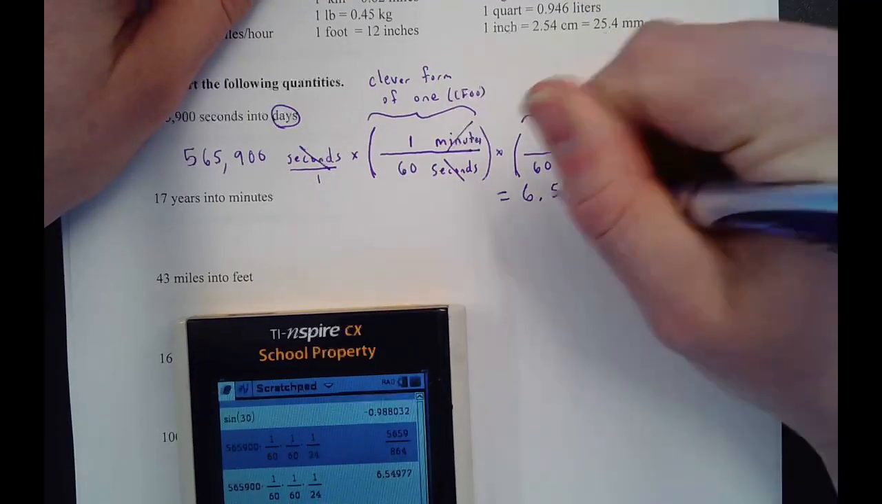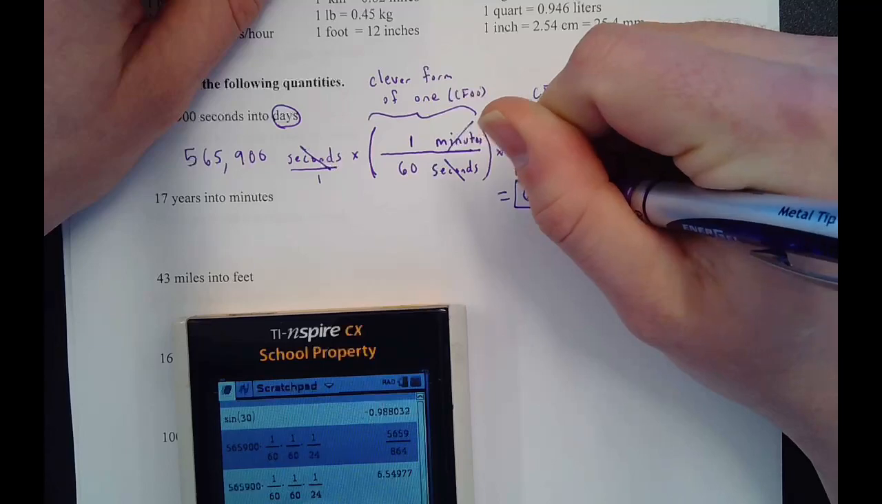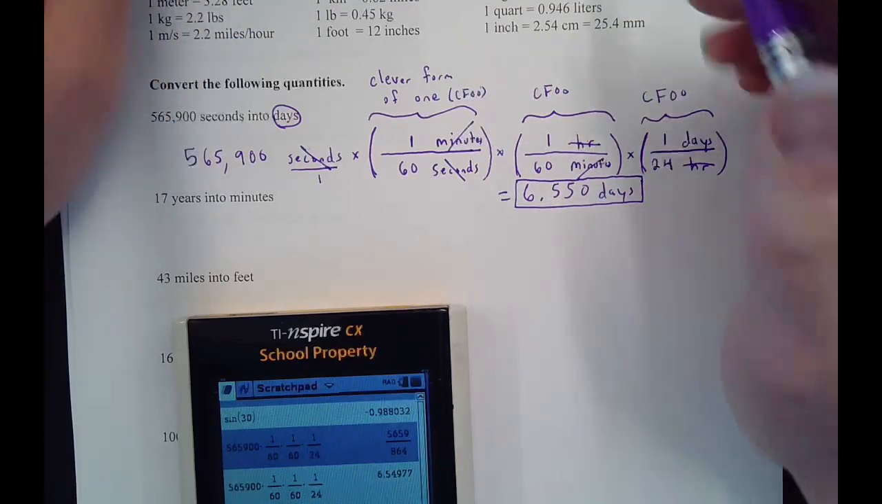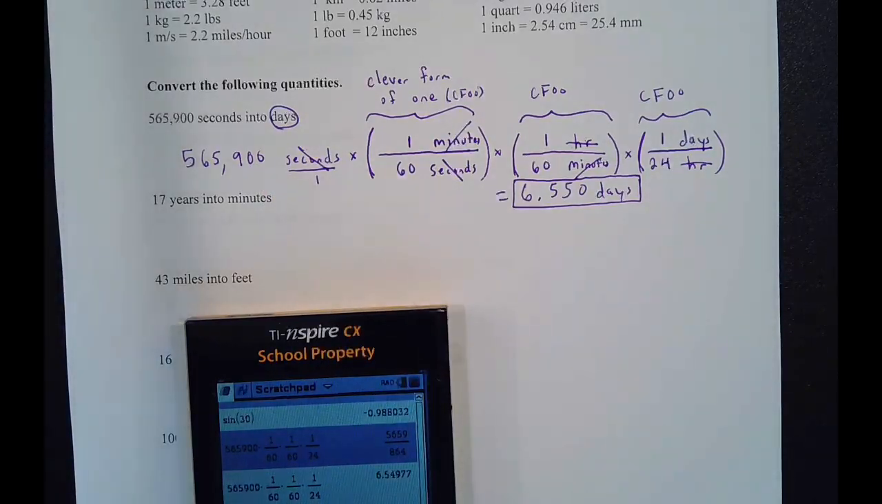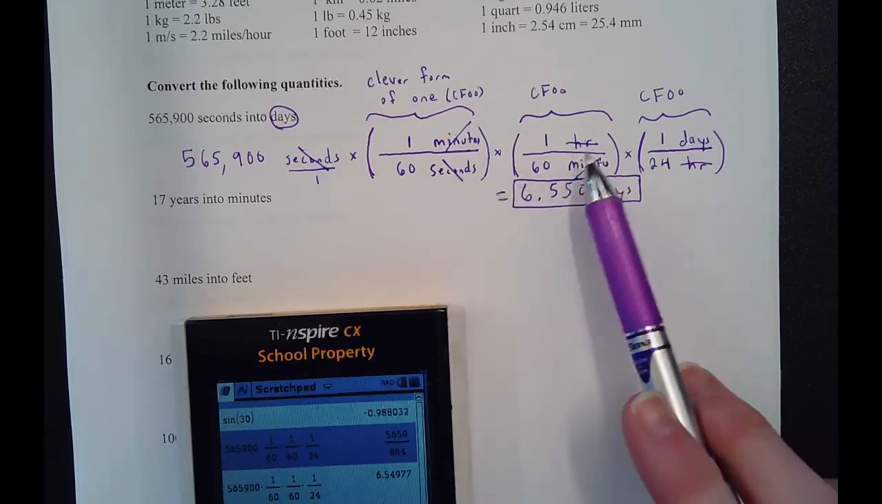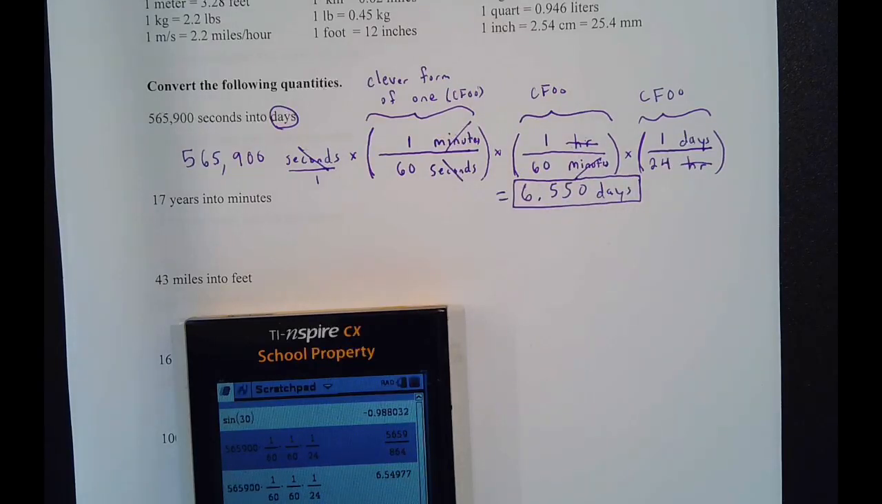And that's the idea behind unit conversion. We want to keep the value the same. This many days is that many seconds. That's the same number expressed in different units. And so to keep it the same, we're multiplying by clever forms of 1.